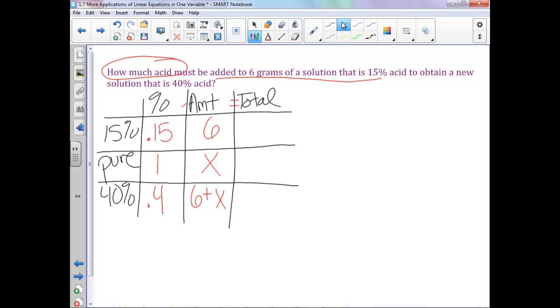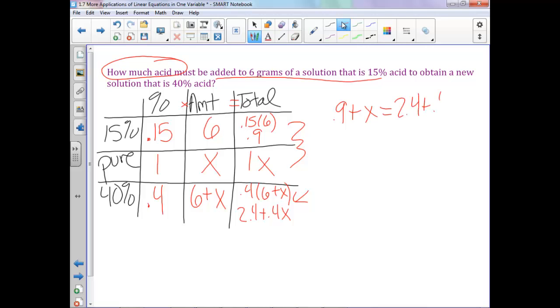And then total, once again, just multiply across. So 0.15 times 6, which is actually 0.9 if you wanted to do the multiplication now. We'll have 1x and then 0.4 times 6 plus x. If you want to go ahead and distribute this, you get 2.4 plus 0.4x. And now, once again, the two things you're mixing equals your total. So 0.9 plus x equals 2.4 plus 0.4x.